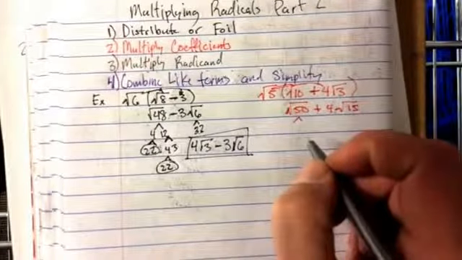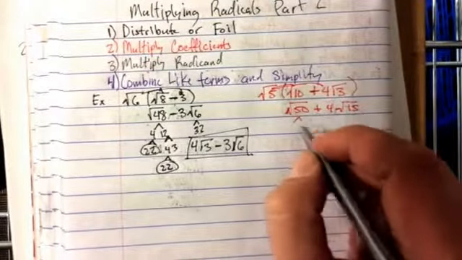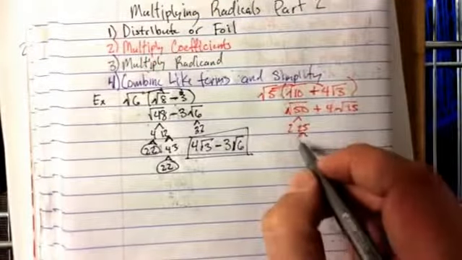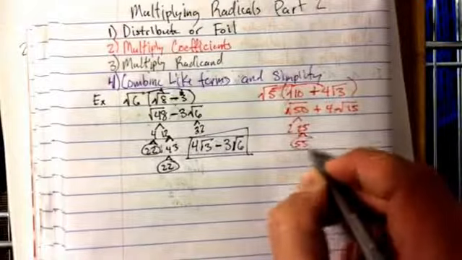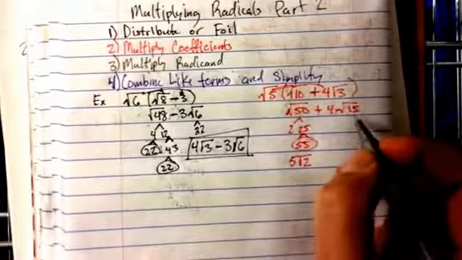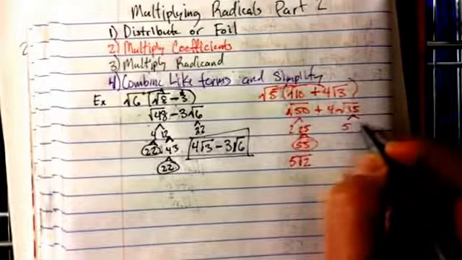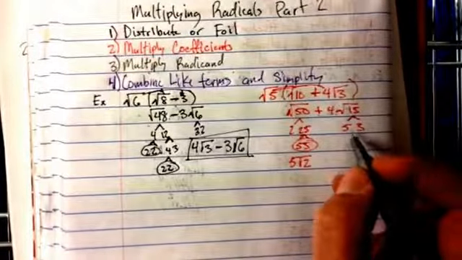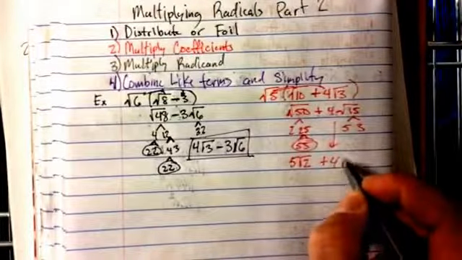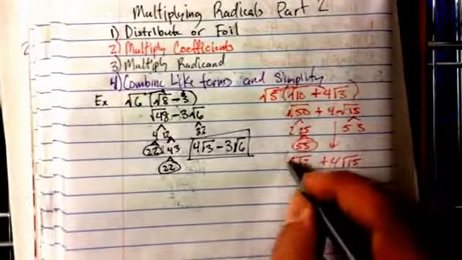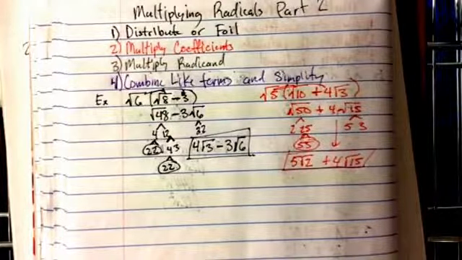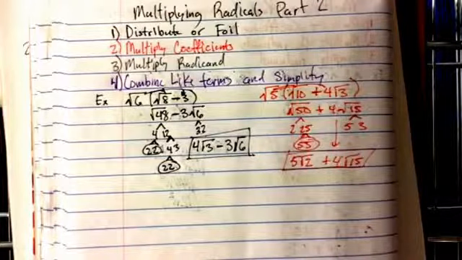What perfect number is in 50? 2 and 25. 25 is perfect, giving us a pair of 5s. So we have 5 square root of 2. If we break down 15, it's 5 times 3. We don't have any pairs, so we bring that down, plus 4 square root of 15. So we all feeling confident on distributing radicals?